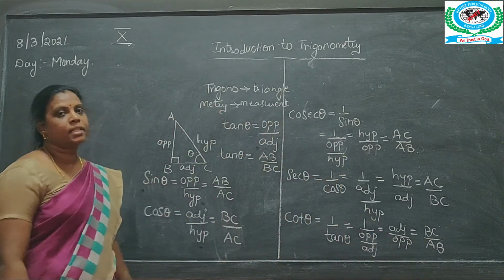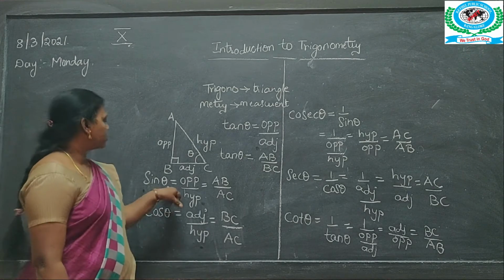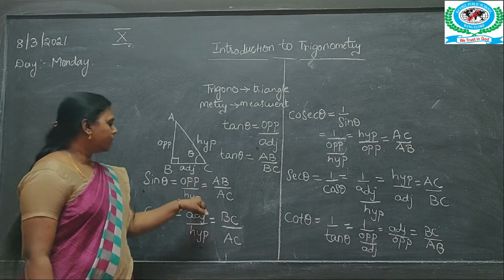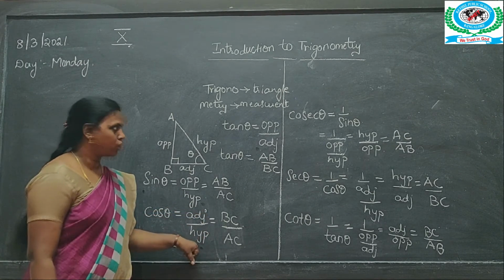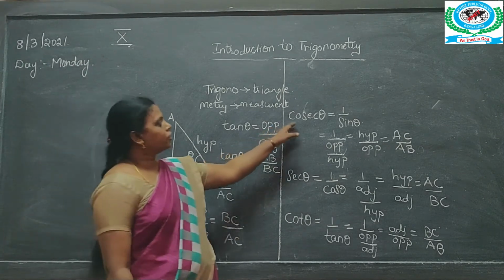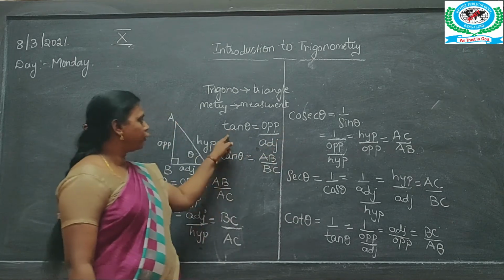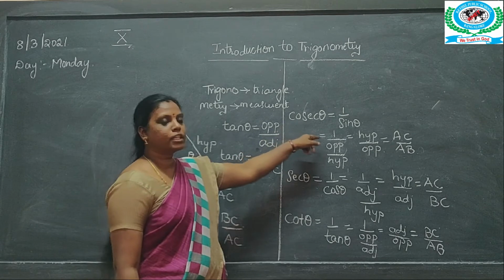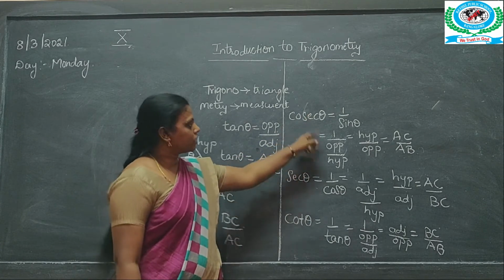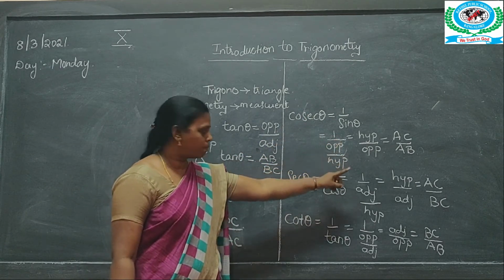So these are the 6 trigonometric ratios. Sin of theta is opposite by hypotenuse, cos of theta is adjacent by hypotenuse, tan of theta is opposite by adjacent, and cosecant of theta is the inverse of sine, which is equal to hypotenuse by opposite.